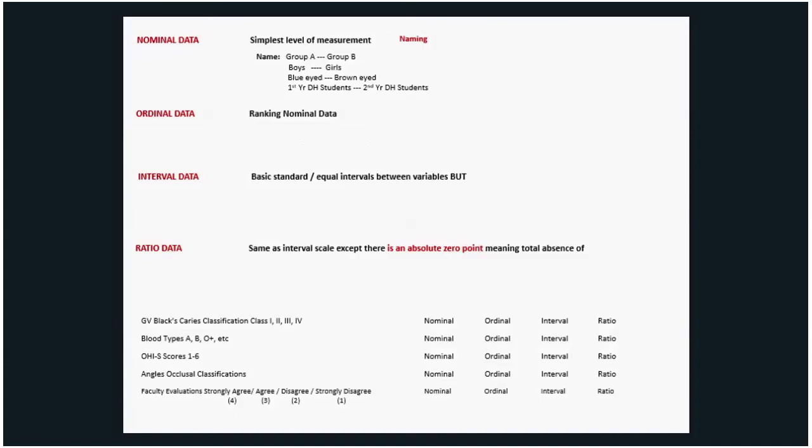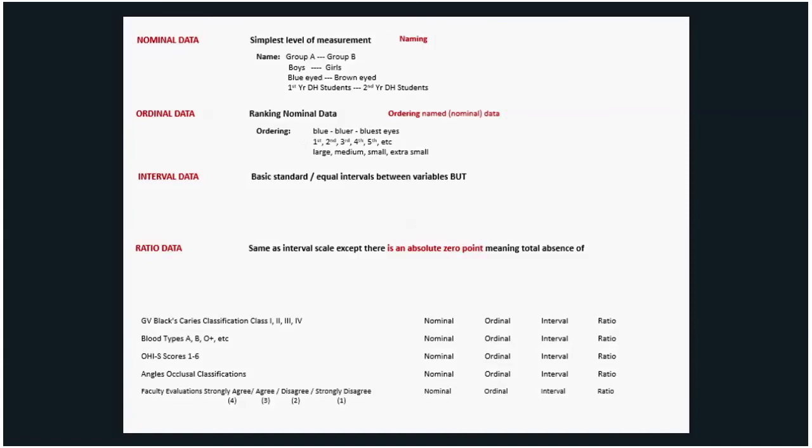You're just naming something. Whereas with ordinal data, you're trying to rank or put your nominal data into some kind of order. You're ordering it. There's still no mathematical relationship between these. So if I take my blue-eyed and brown-eyed individuals, and in my blue-eyed group I want to put these guys in some kind of order, I'm going to say, okay, here's the blue, here's the bluer, and here's the bluest eyes. There's no mathematical relationship between blue and bluest. I'm just trying to get some kind of order there.